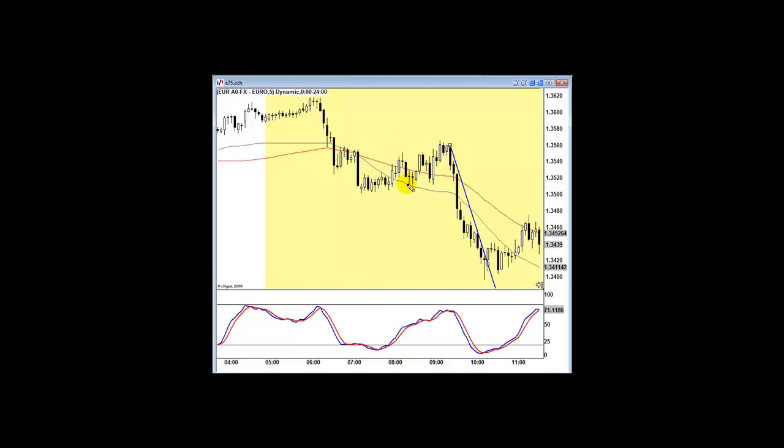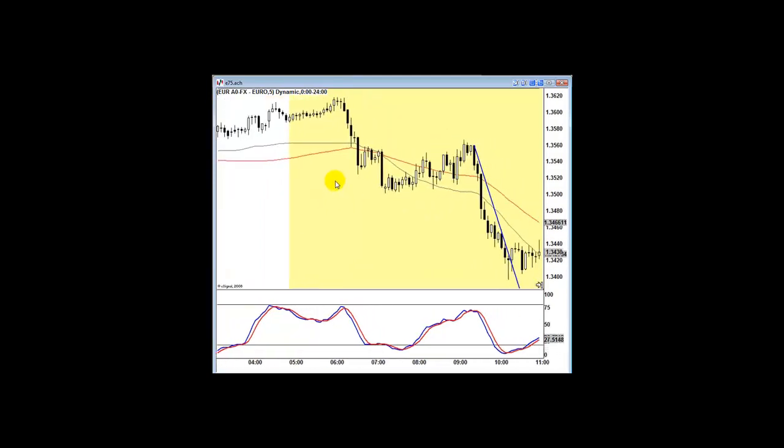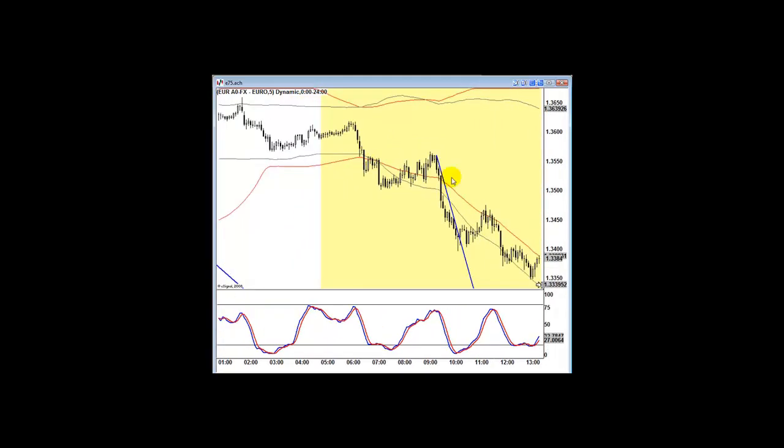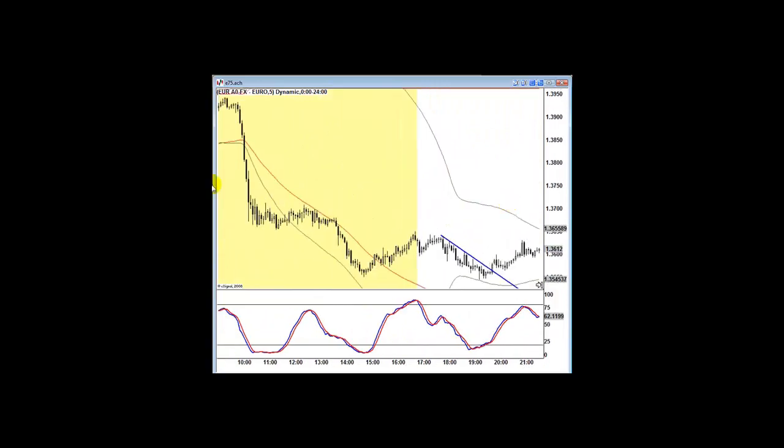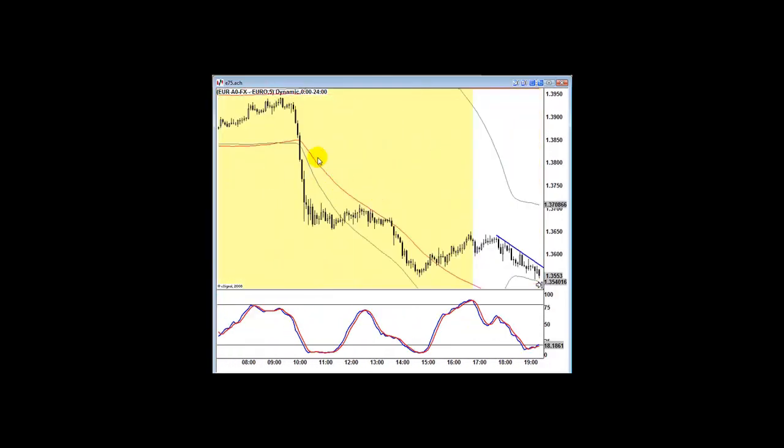Alright, first of all, it's way too steep. Remember I said if you get these almost vertical trend lines like that, they're invalid. We're looking for more of a 45-degree angle. Right, there's another vertical one there.